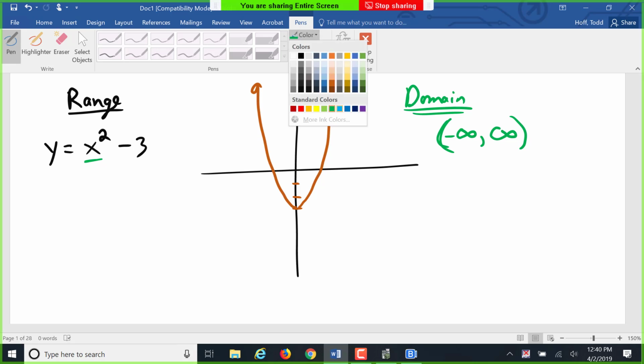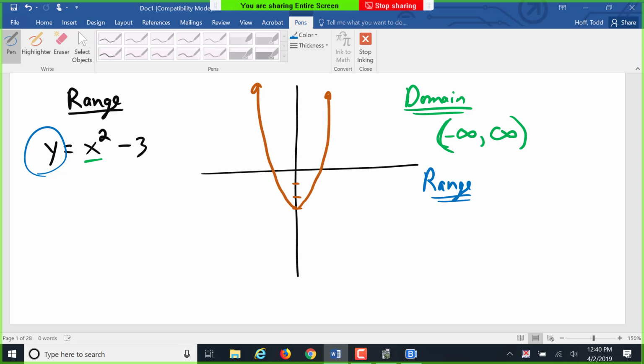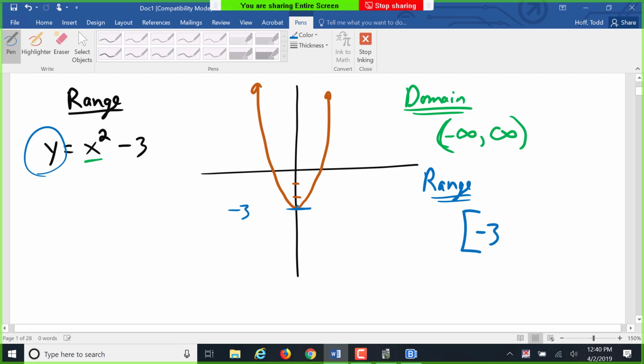The range, however, does have a limit. Remember, the range are those output values for y that come out as y. And in here, what is the limit on the range? Negative 3. Negative 3, very good. The y value can never be smaller than negative 3. So on the range, can it equal negative 3? Yes, it can. So it's a square bracket at negative 3 to positive infinity is the range.